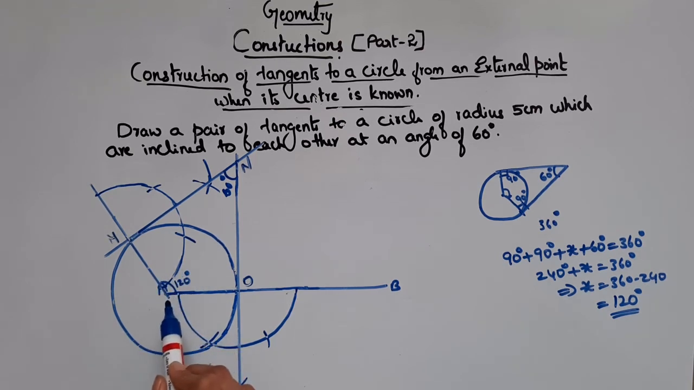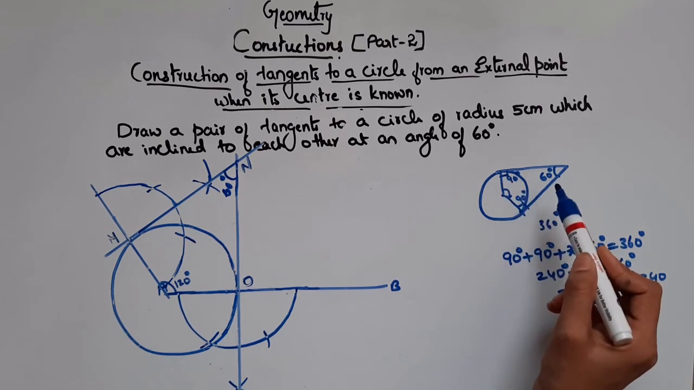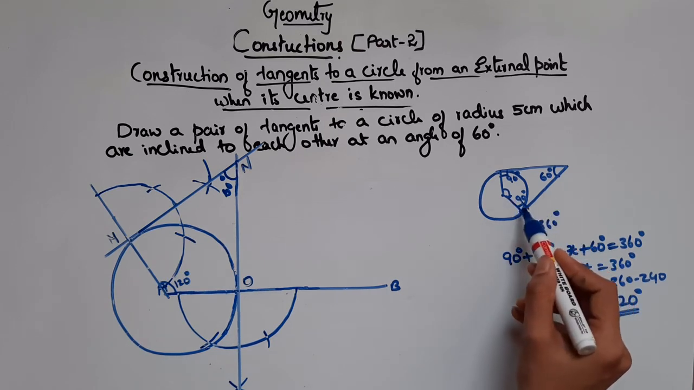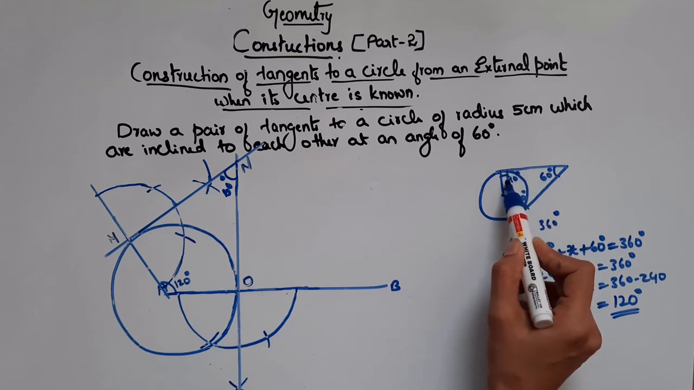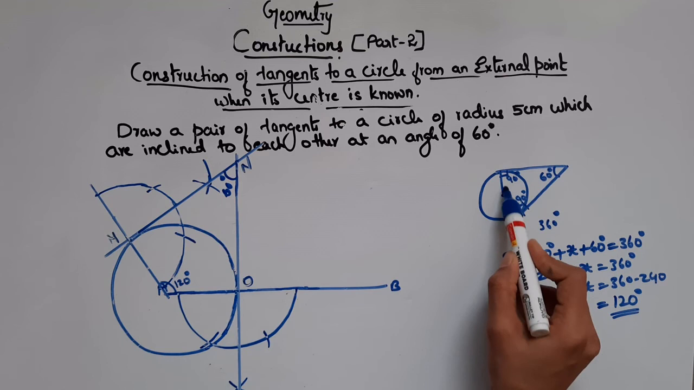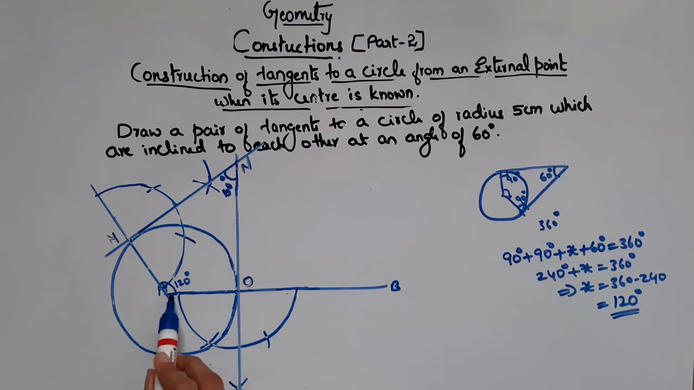So how to find the center angle? We know the sum of all the angles in a quadrilateral is 360 degrees. We know the angle between the radius and the tangent is 90 degrees. Here also the angle between the radius and the tangent is 90 degrees. So we know the inclined angle, and we have to find the center angle. So first you will find the center angle. Here in this case the center angle is 120 degrees. So you will measure 120 degrees.